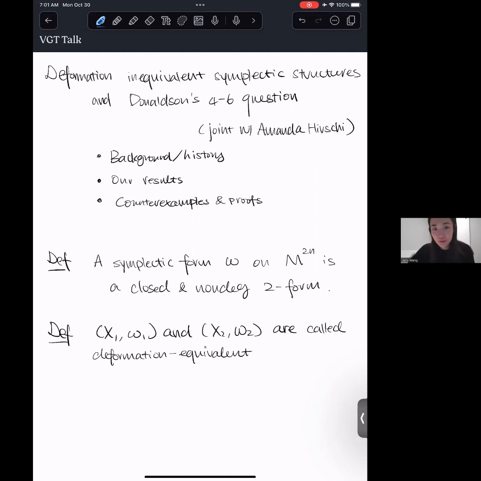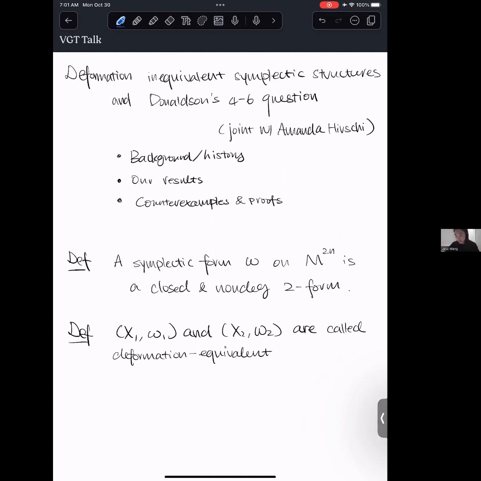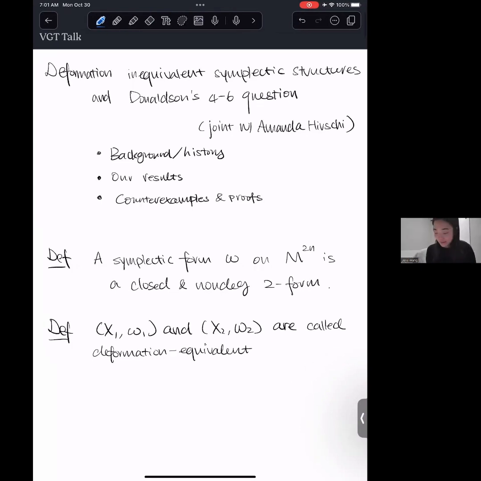So today I will tell you about deformation inequivalent symplectic structures and Donaldson's 4-6 question, and I'll tell you again what this question is. This is joint work with Amanda Hershey. I'll go through background and history of this problem and give you our results, and then give you our counterexamples and the proofs. So let's start.